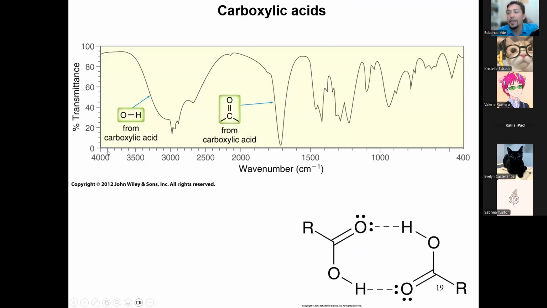Carboxylic acids. Now we're getting to compound functional groups. A carboxylic acid is made out of two functional groups. It is a hydroxyl and it is a carbonyl. So this is why we have distinct names, because we need to be able to talk about three different things and their components. So the carboxylic acid, you'll notice, has a very broad signal.